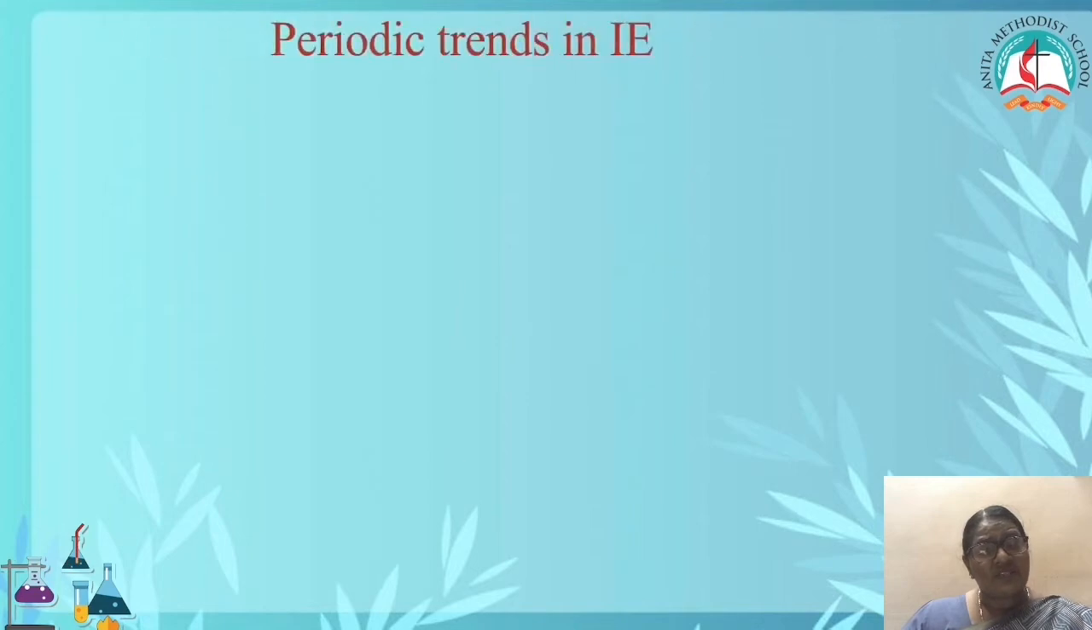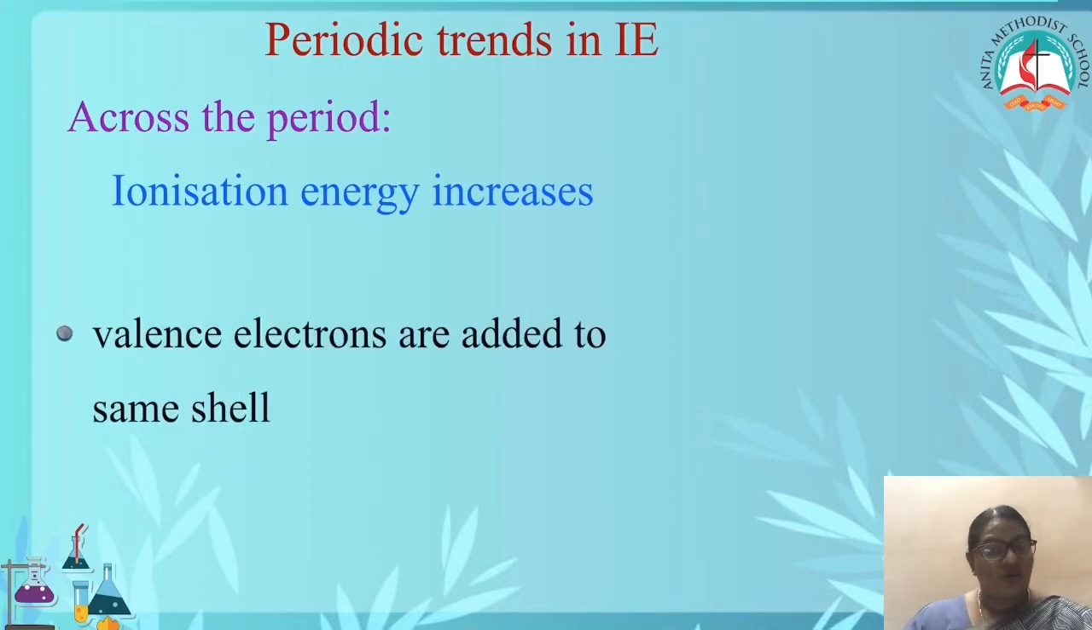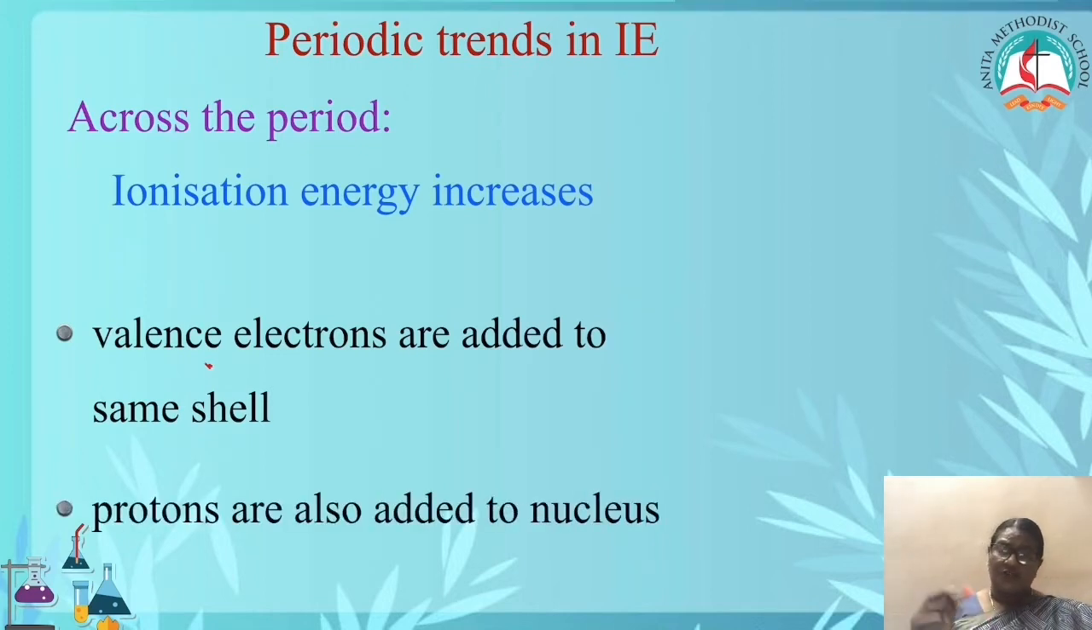So, let us see how ionization energy varies in the periodic table. First, across the period. When we move from left to right across the period, ionization energy increases. Why does it increase? This is a very important question. Valence electrons are added to the same shell. If it is the K shell, electrons are added to the K shell. If it is the L shell, all the electrons are added to the L shell itself. And not only the electrons, for every electron, the proton number also increases inside the nucleus.